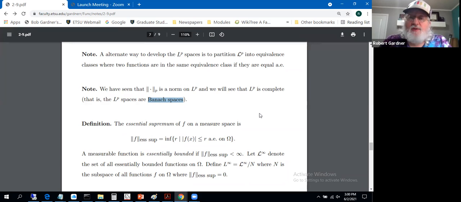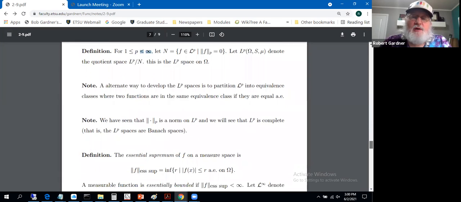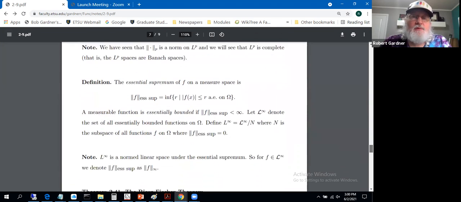All right, so we've talked about L^p spaces for p greater than or equal to 1, and strictly less than infinity. What we're about to do is extend these ideas to L infinity. So we need to define that. We'll do so by first defining an essential supremum of f on a measure space, since we've had omega, S, mu. The essential supremum of f is defined as the infimum of R such that the absolute value of f of x is less than or equal to R almost everywhere on omega.